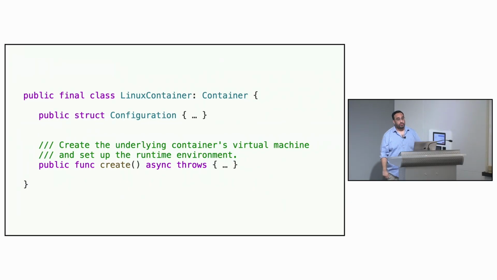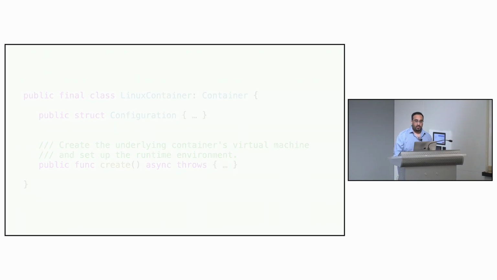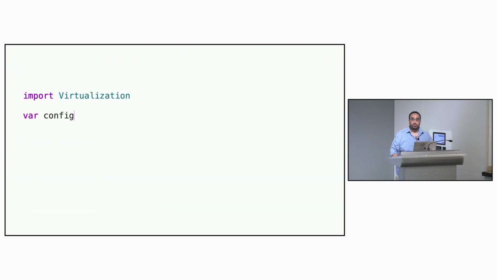This is really important because this defines how the gRPC server communicates across the virtualized host boundary. So first, we're going to import the virtualization framework to define an initial configuration for the virtual machine that is going to eventually become our container. You'll notice a prefix of VZ in front of anything that's imported from the virtualization framework. For example, here, to define the configuration, we have VZ virtual machine configuration.